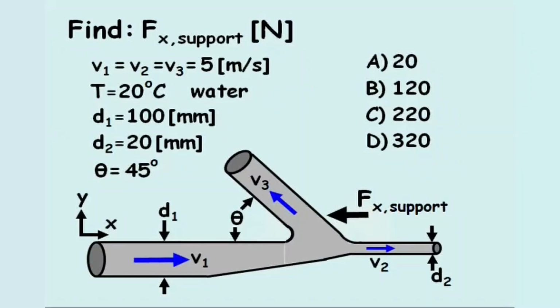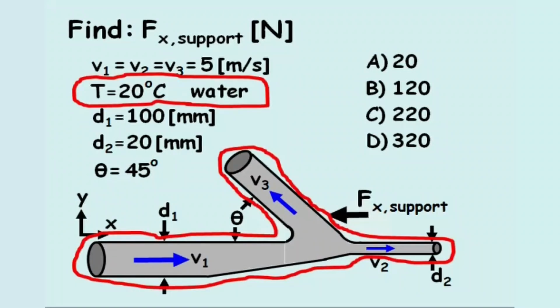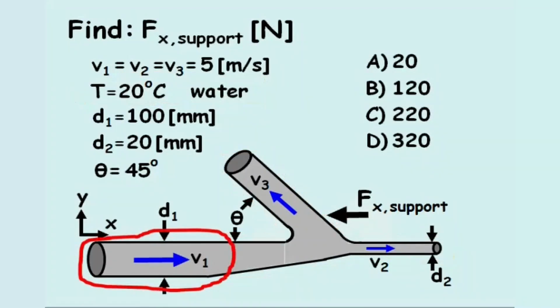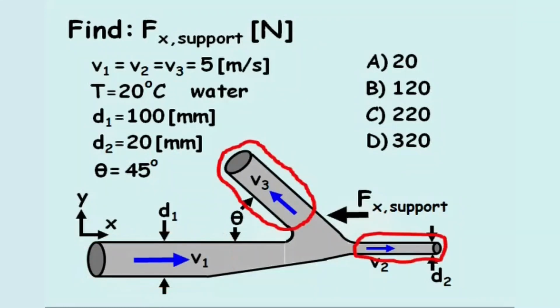Find the support force in the x direction, in newtons. In this problem, water at standard temperature flows through a pipe joint. Water enters the joint through pipe 1 and leaves the joint through pipes 2 and 3.